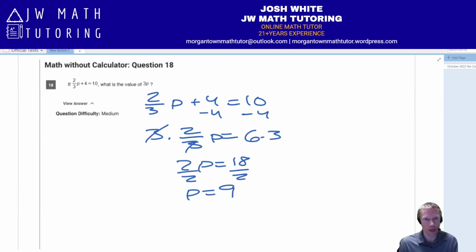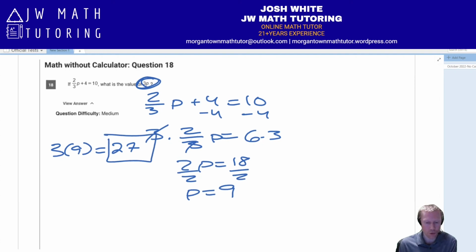This is not what they want. They want 3p. So 3 times 9, or 3p, is 27. Therefore, the correct answer, what you grid in, is the number 27. Now, one other thing just to be aware of: a lot of times on these questions where they ask for some expression, there usually is an easy way to get that expression just by adding, or dividing or multiplying by one number.